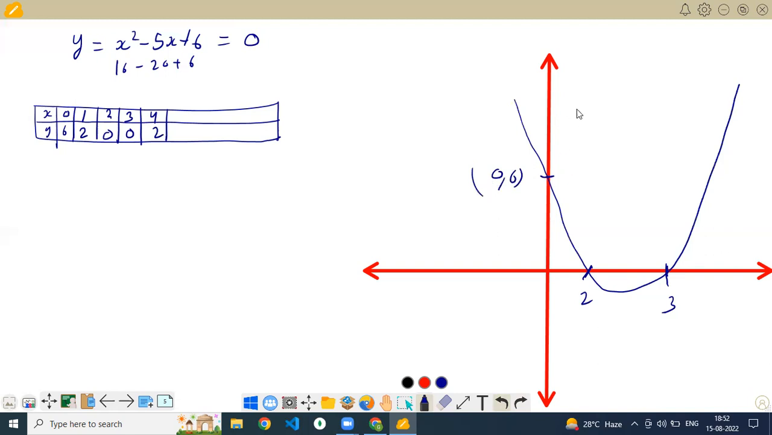So again, this is a parabola where it's cutting the x-axis at 2 points, 2 and 3. So those two are the roots of this quadratic equation.